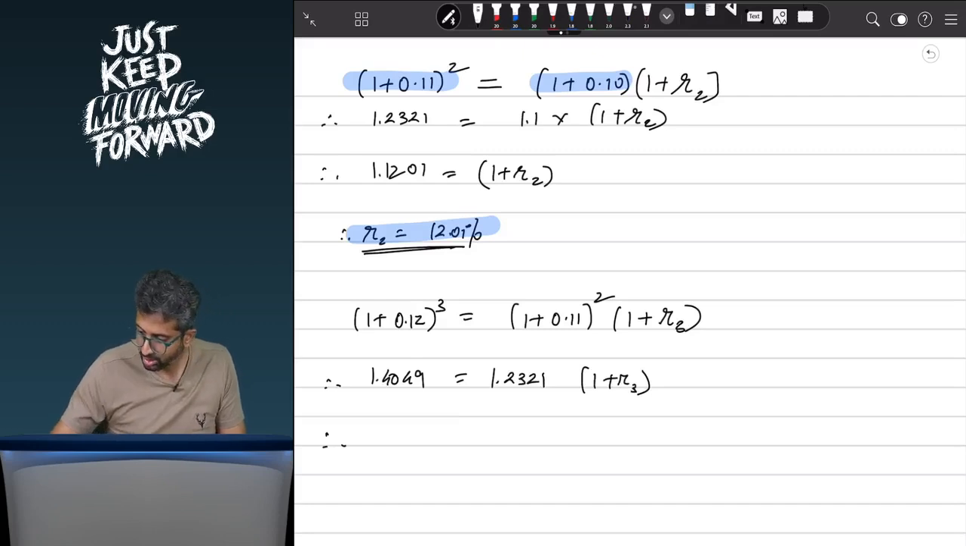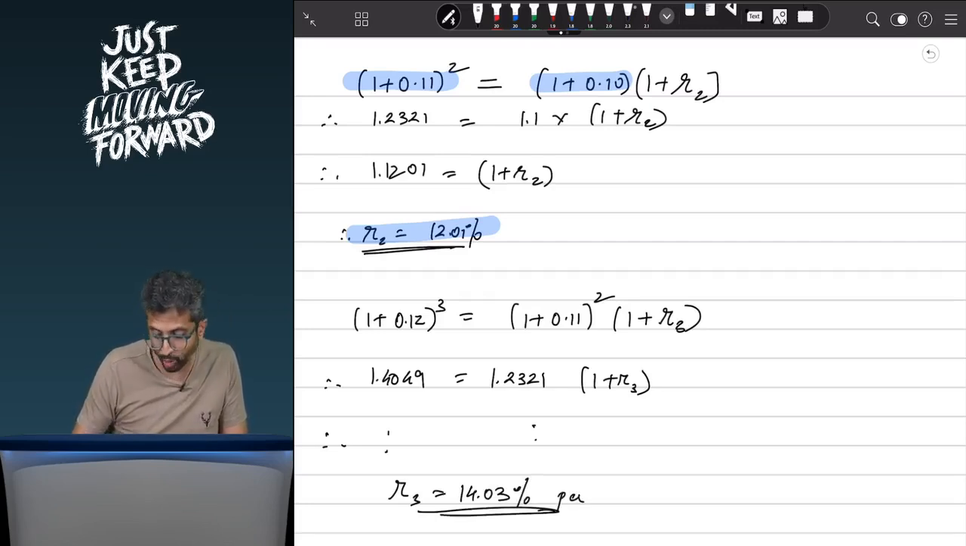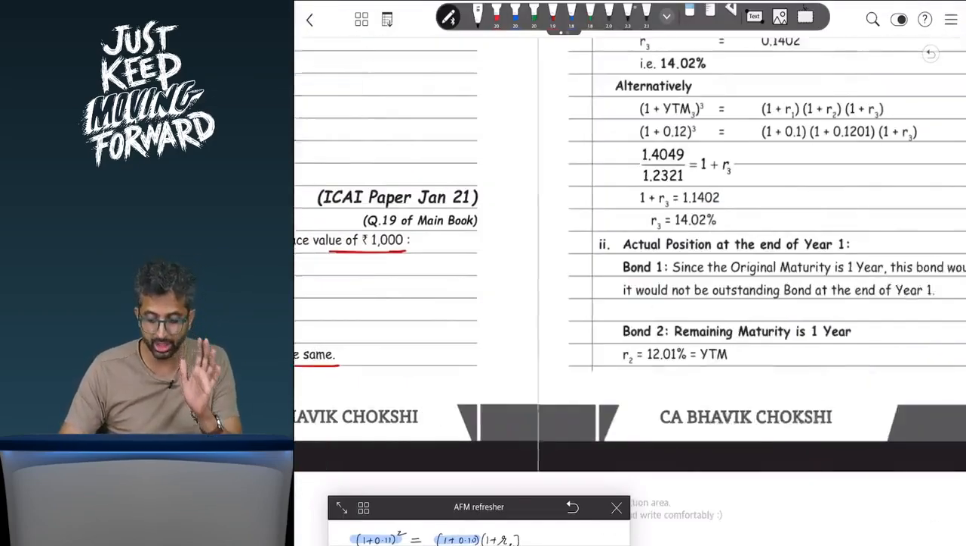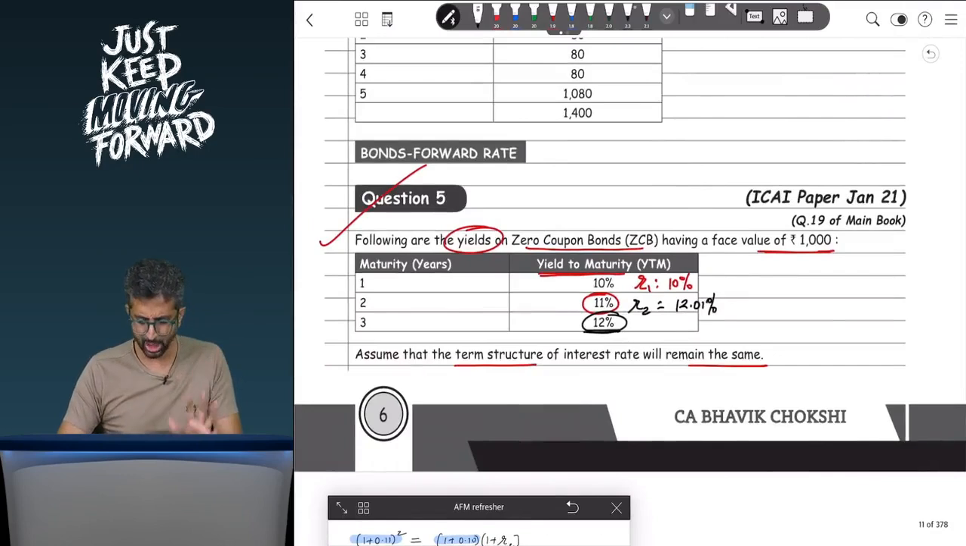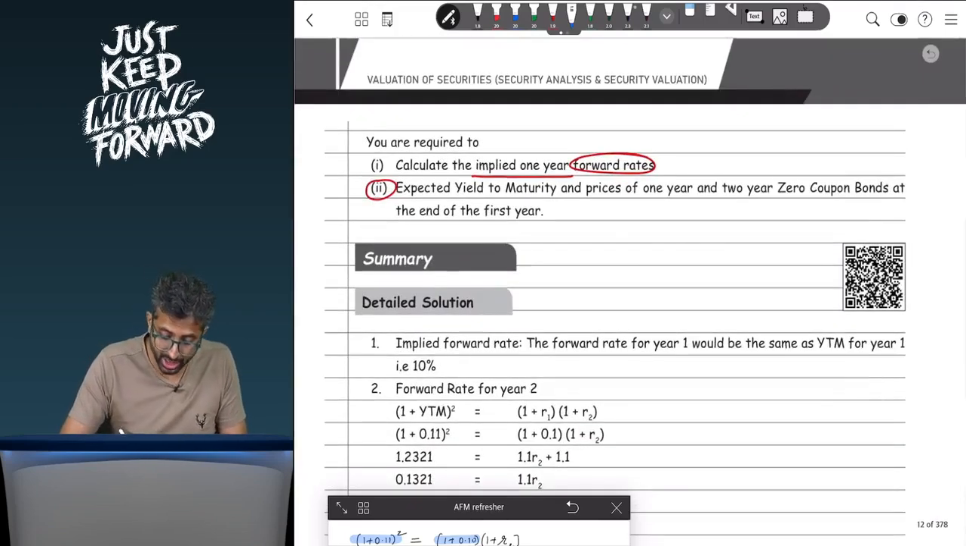Therefore, divide by 1.2321, and ultimately R3 will come to 14.03% per annum. Now, what does this 14.03% actually indicate? This 14.03% actually indicates the rate which is prevailing in the third year. So this is R3, the rate which is prevailing in the third year, 14.03%. Now, what does the question ask in subpoint 2?